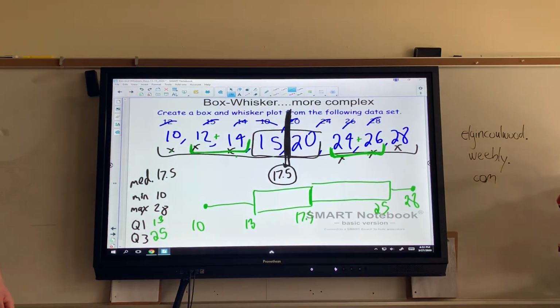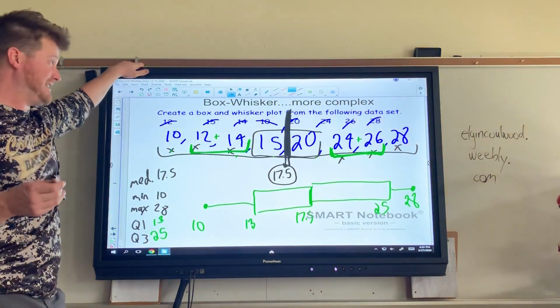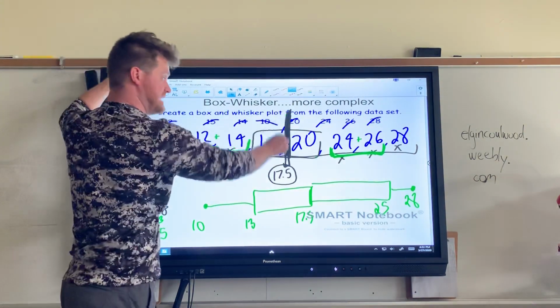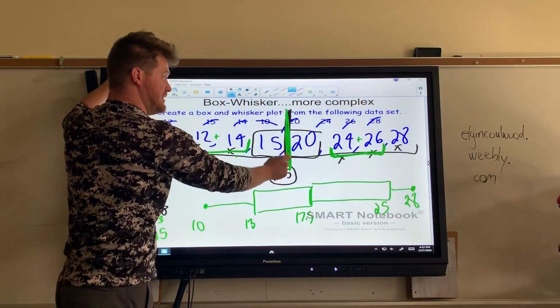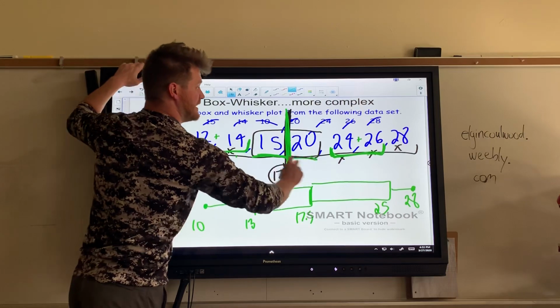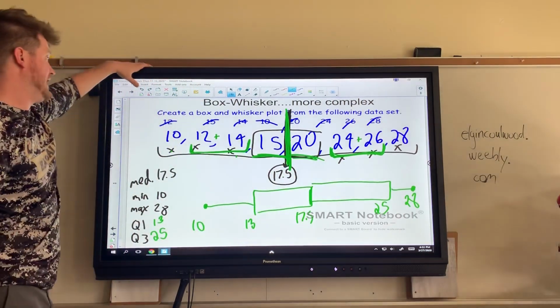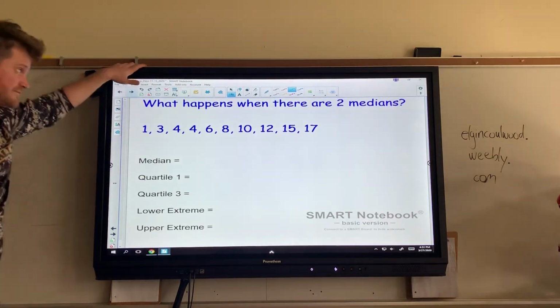It's a little easier to do when there's an odd number of values, but they like to try and give you an even number of values to add that one extra step. This step right here. Remember, when you split it up, don't forget to include the two numbers that you split up in the upper half and the lower half.